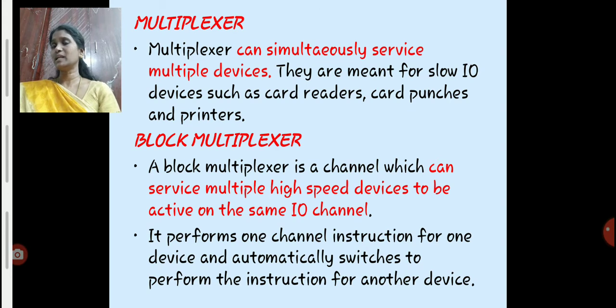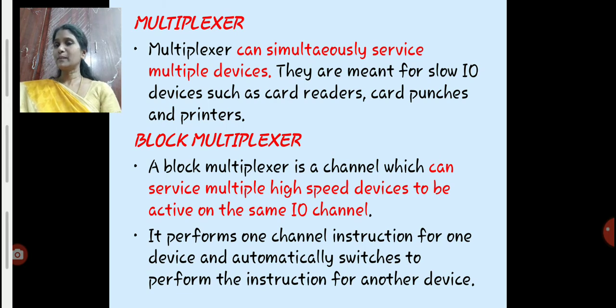What is multiplexer? Unlike the selector, the multiplexer can simultaneously serve multiple devices. Selector will serve only one device at a time, but multiplexer can serve more than one device or multiple devices simultaneously. So this is called multiplexer. Because multiplexer can serve multiple devices at a time, we can have slow IO devices for multiplexers, such as card readers, card punchers, printers, and other things, right?